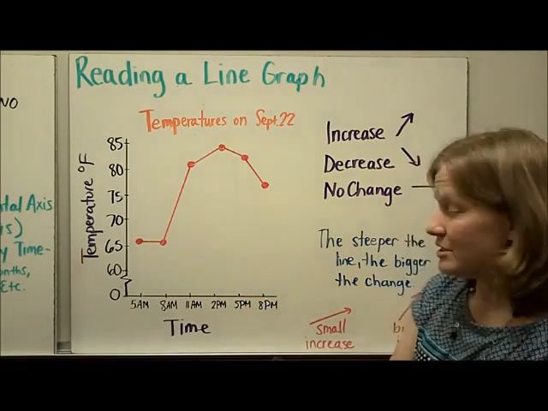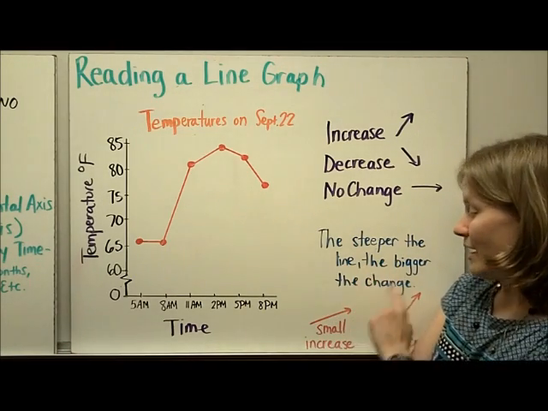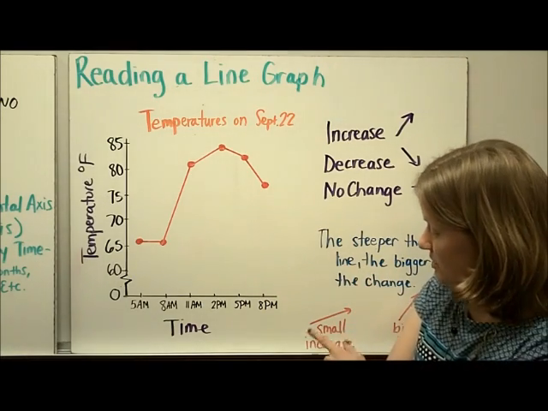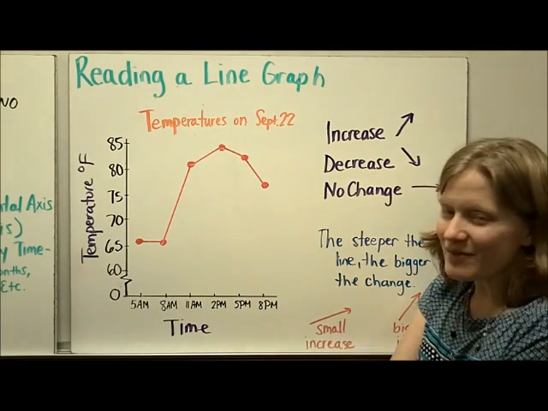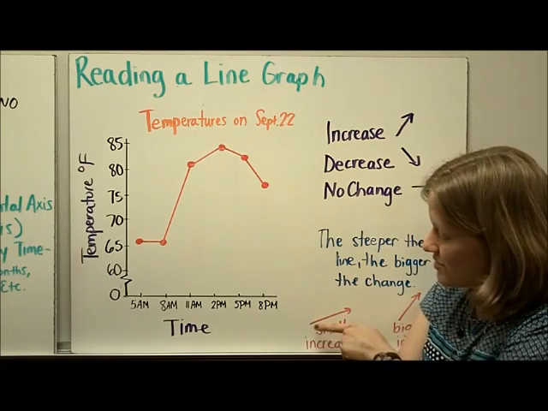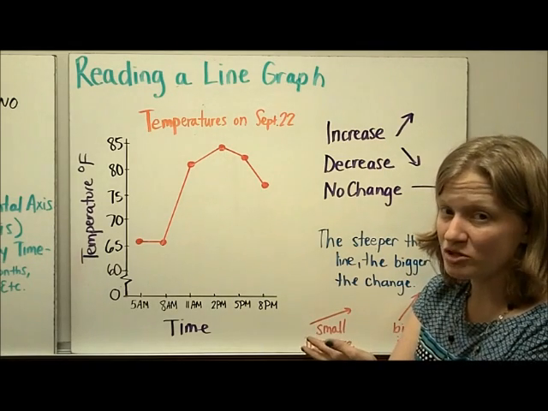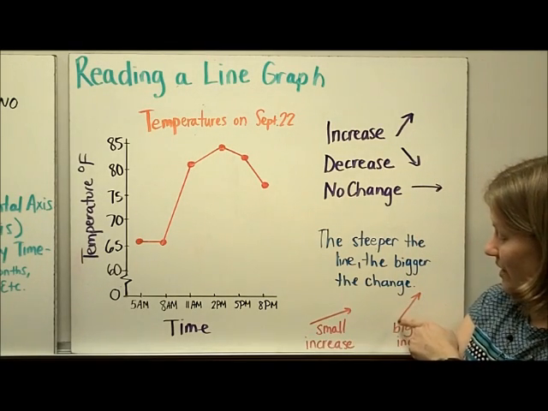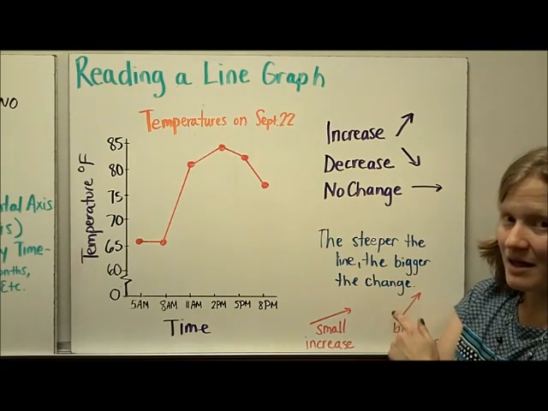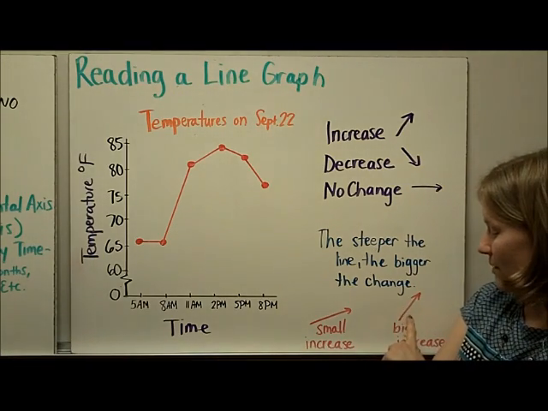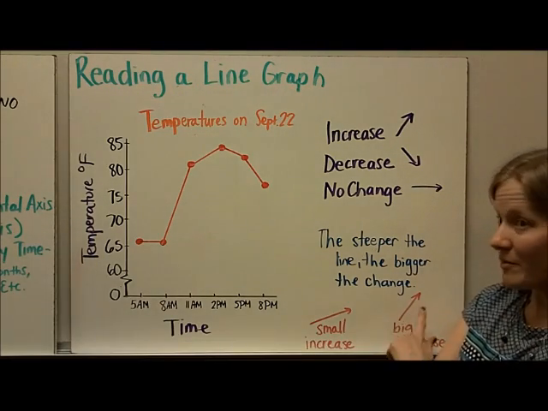It's also important to note that the steeper the line, the bigger the change. So if you think about this like maybe walking up a hill, this would be a hill that's not very steep, and so it would be a small increase or a small change. But if you had to walk up a hill that had this kind of incline, that would be a really big increase, a big change, or a big hill.